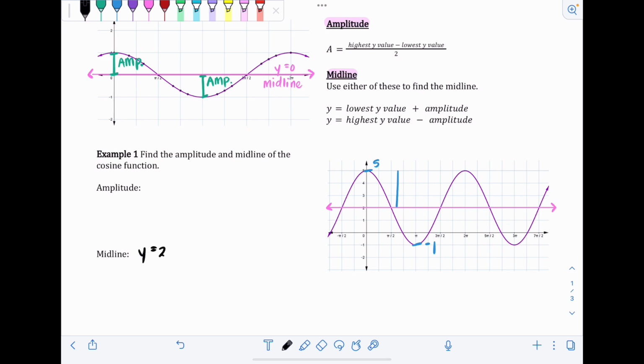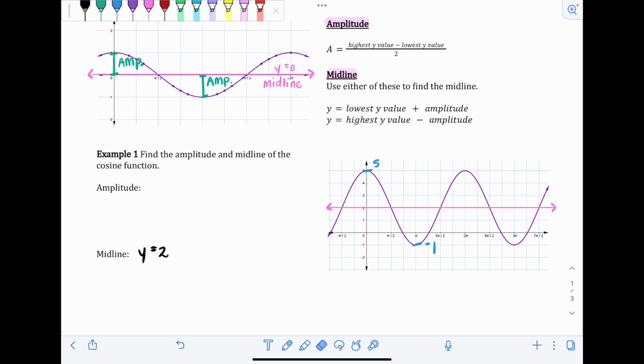And then what I was saying about finding the average of the two numbers, think about finding the mean, where you add the two numbers, 5 plus -1, and then divide by 2. 5 plus -1 is 4, and then divide it by 2 to get 2. So you end up with the same answer, y = 2. You're just basically finding the middle value between the maximum and the minimum. And then once you have your midline in there, it's easier to see what the amplitude is.